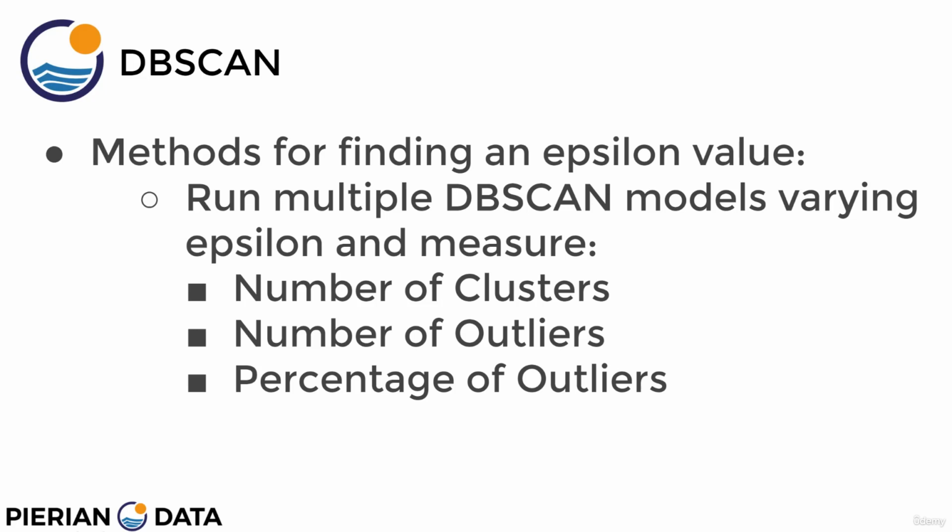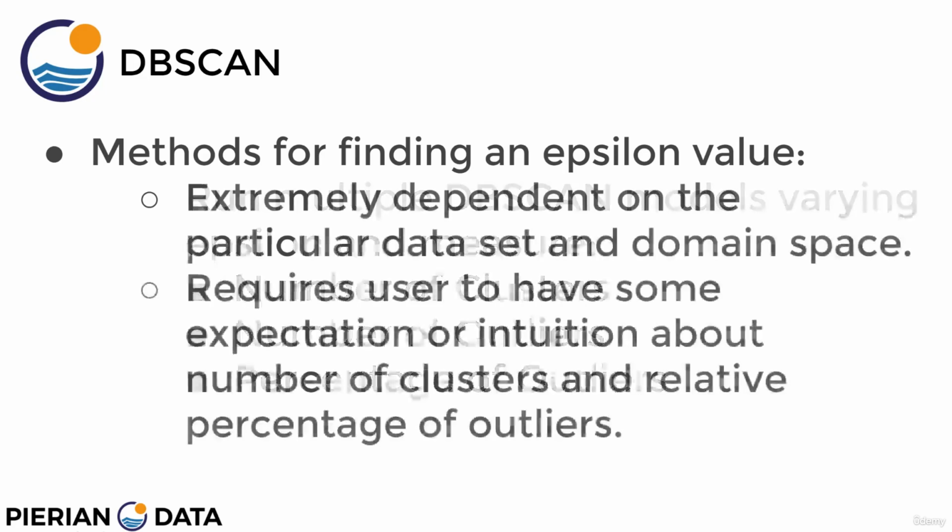For example, we could run multiple DBSCAN models with varying epsilon and begin to measure number of clusters, number of outliers, or percentage of outliers. Keep in mind that it's going to be extremely dependent on the particular dataset and domain space to have an intuition over what a correct number of outliers or percent of outliers or number of clusters is. And this typically requires the user to have some expectation or intuition about the number of clusters and relative percentage of outliers. There's no easy way to immediately figure out the correct epsilon. Even when you're charting it out, it will depend on domain experience from the user.